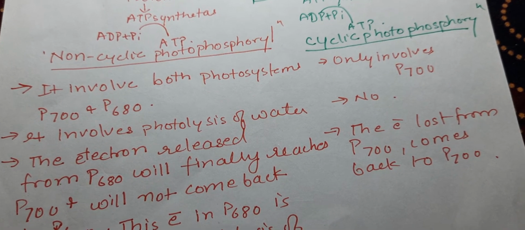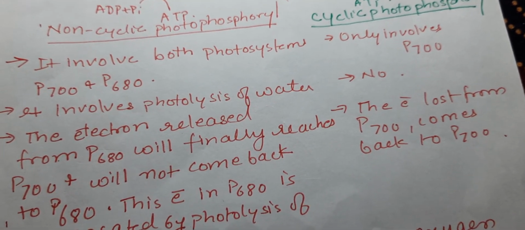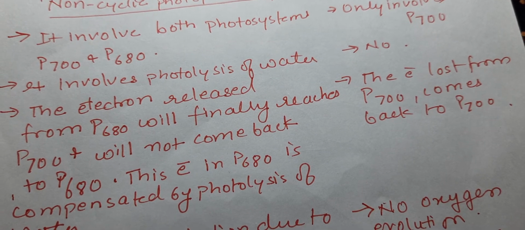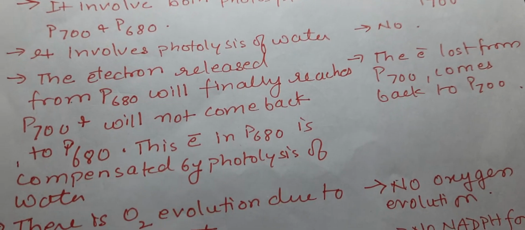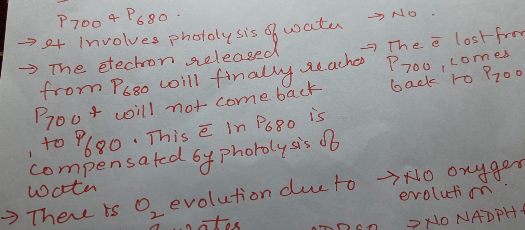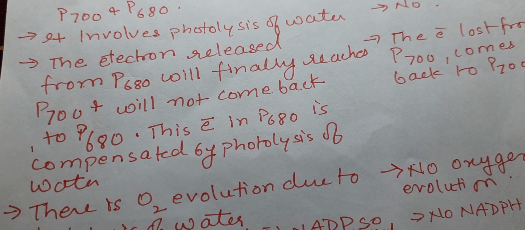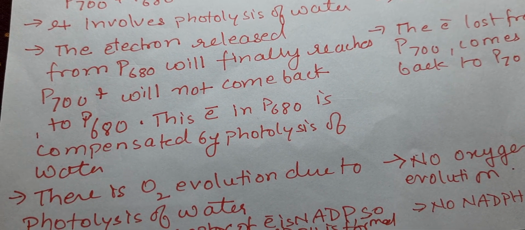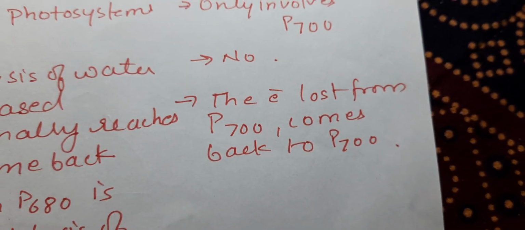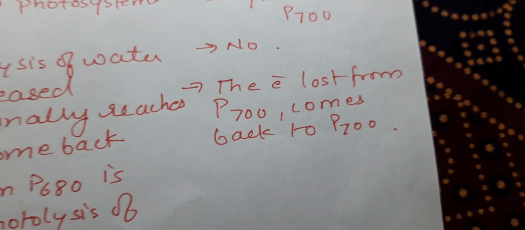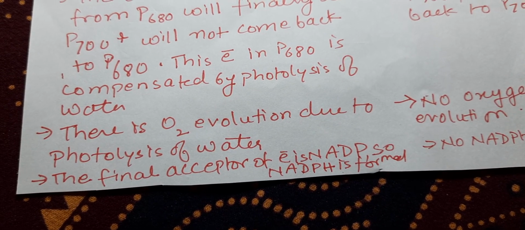If you see the difference, non-cyclic photophosphorylation involves both photosystems P700 and P680, whereas cyclic only involves P700. The non-cyclic involves photolysis of water. There is no photolysis of water in cyclic. In the non-cyclic, the electron released from P680 will finally reach P700 and will not come back to P680. These electrons are compensated by photolysis of water, whereas over here the electron lost from P700 comes back to P700. There is oxygen evolution due to photolysis of water.